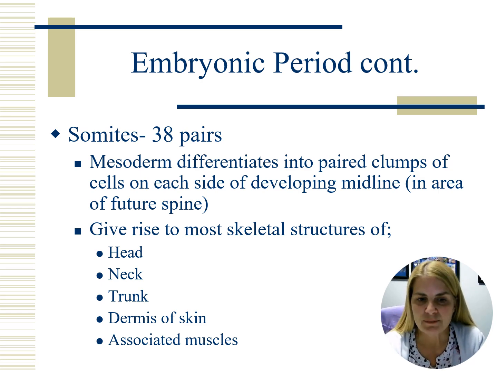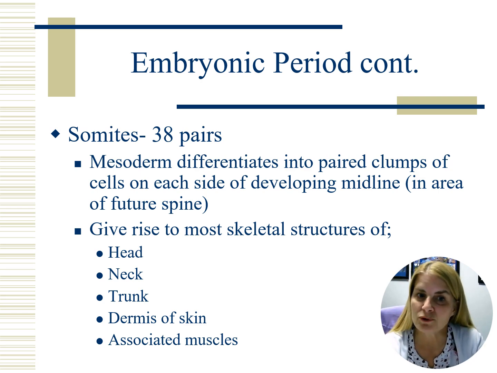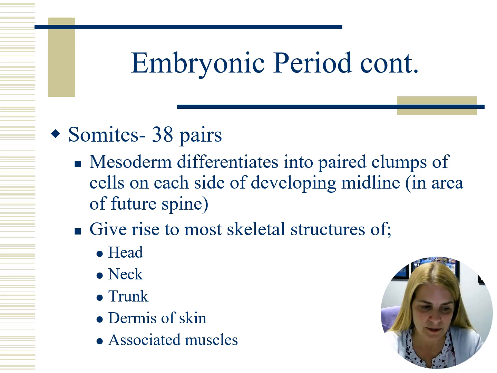So there are different types of somites. There are sclerotomes, and there are myotomes, which would be responsible for future muscle development. There's dermatome, which would be responsible for dermis, subcutaneous tissue, and visceral mesoderm. All of those fall under the heading of connective tissue, but they come from somites, 38 pairs of somites. So mesoderm differentiates into paired clumps of cells on each side of the developing midline or future spine and gives rise to most of the skeletal structures of the head, neck, trunk, dermis, and associated muscles.